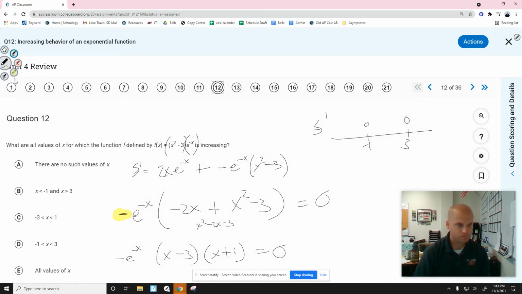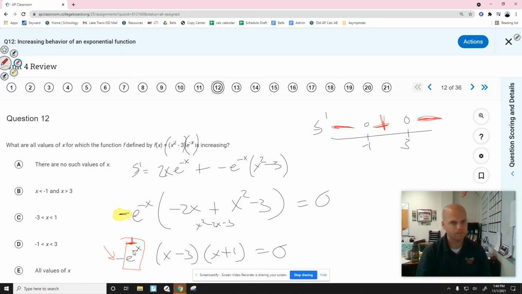Now, careful. E to the negative x, this is always positive, right? But that negative makes that outside negative. So it's a positive times the negative coefficient, which is important. So I plug in something like 4: positive, positive, negative. And then the signs will change. And you can check this. Plug in something like 0. Negative, positive, this would be a negative. It would be negative 1.